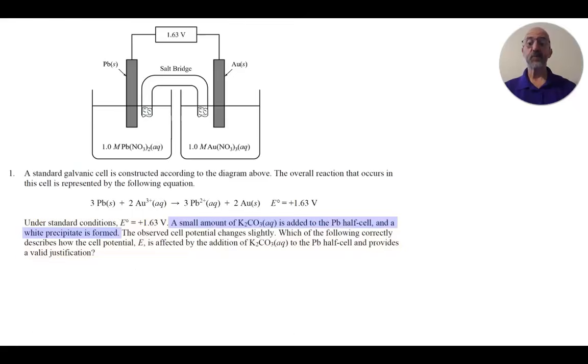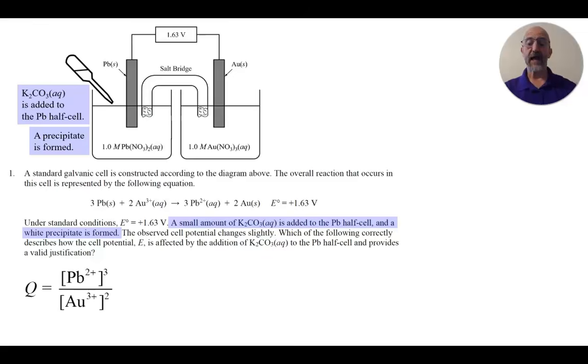So this is what happened. A small amount of aqueous potassium carbonate was added to the lead half cell and a white precipitate is formed. So I'm going to show in the diagram the addition of a little bit of that aqueous potassium carbonate to the lead half cell. A precipitate is formed. And so what we have to determine is whether that precipitate that is formed in the lead half cell will cause Q to be less than 1 or greater than 1.